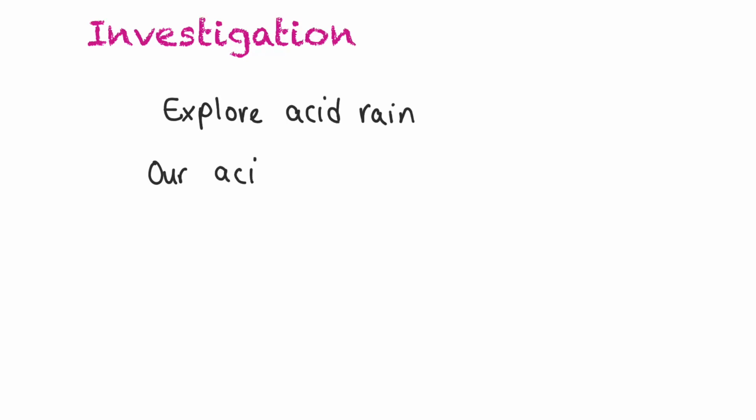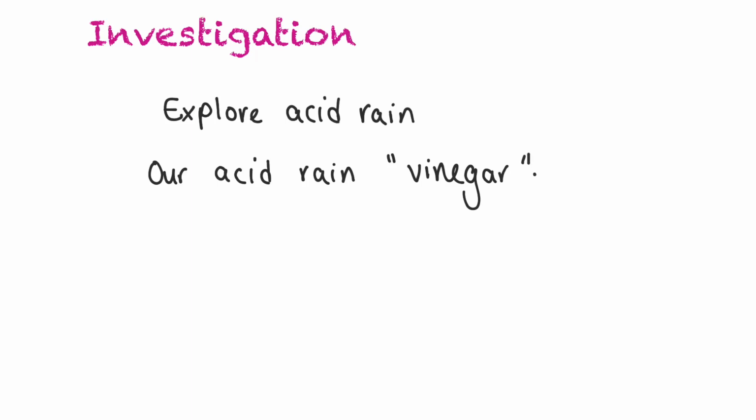So now the question is, what can you do? We're going to now do an investigation over the next week or so, exploring acid rain. We're going to explore the impact of acid rain on something, and that's completely up to you. We're going to use simulated acid rain, and our simulated acid rain is going to be vinegar, which is actually a bit more corrosive than acid rain, but it will do very similar things.